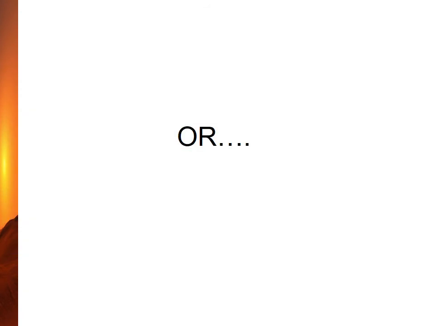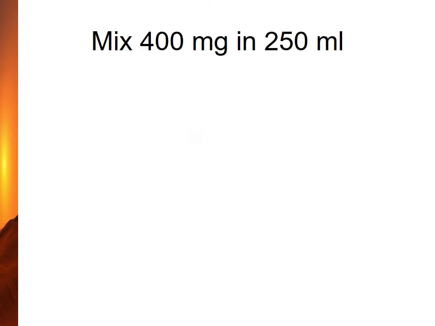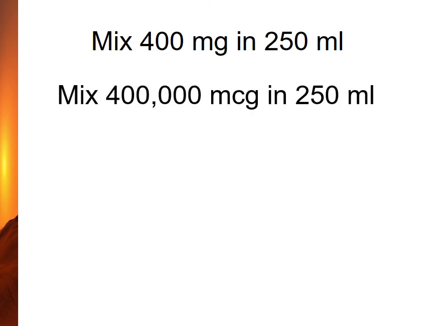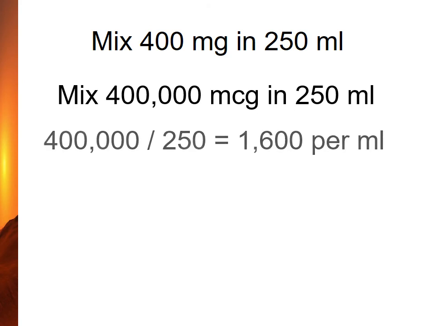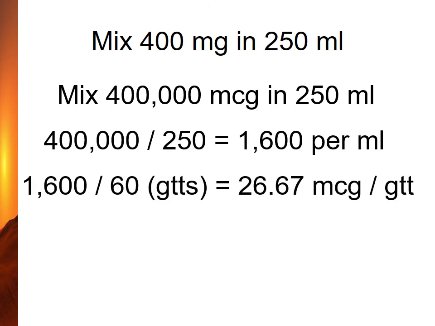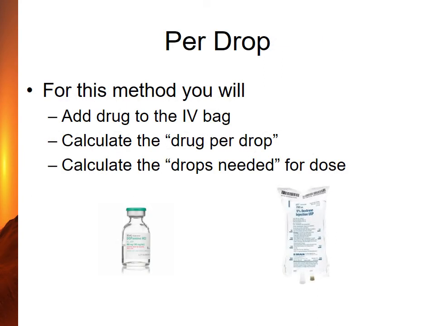And now we'll look at a slightly different way of doing it. We're still going to mix 400 milligrams and 250 milliliters of fluid. That's 400,000 micrograms. That gives us 1,600 micrograms per milliliter. But the new twist is we calculate how many micrograms there are per drop. In this case, it is 26.667. Now that we know how much drug there is per drop, it allows us to calculate pretty easily how many drops need to go into the patient to deliver the desired dose.